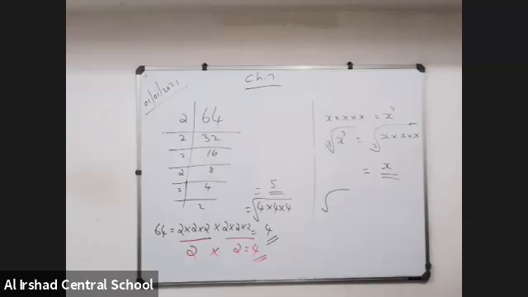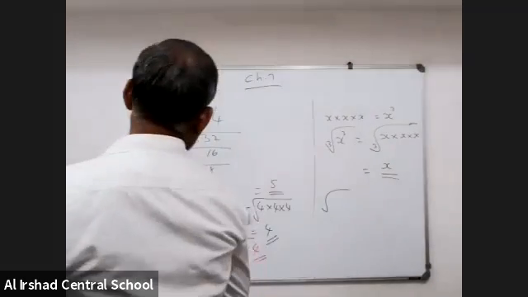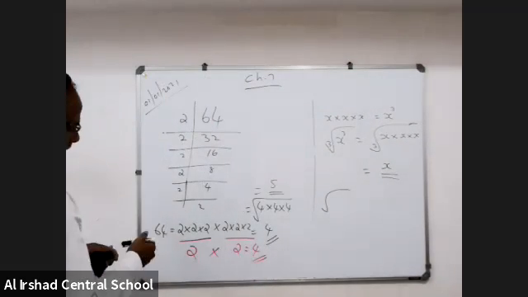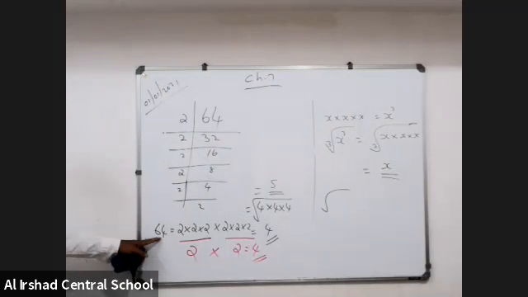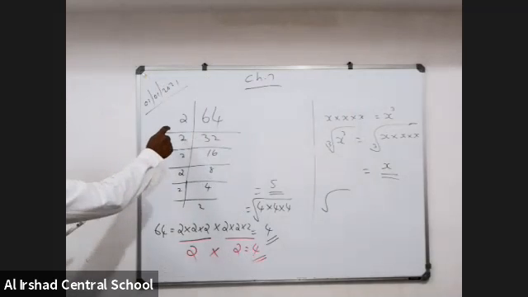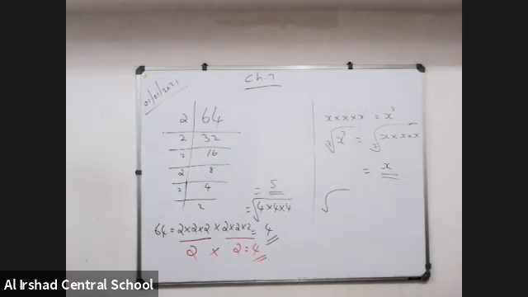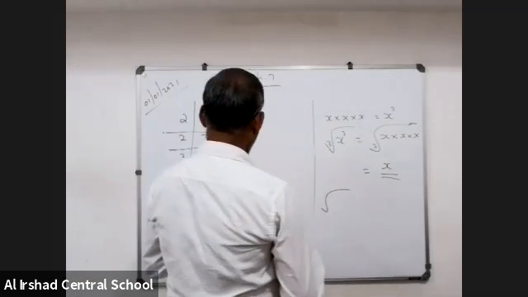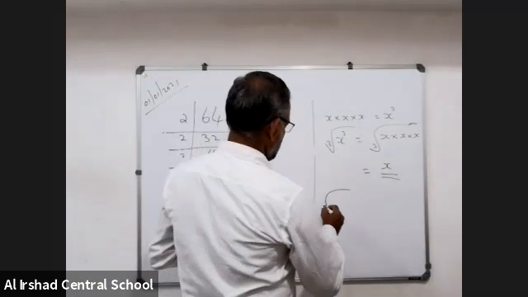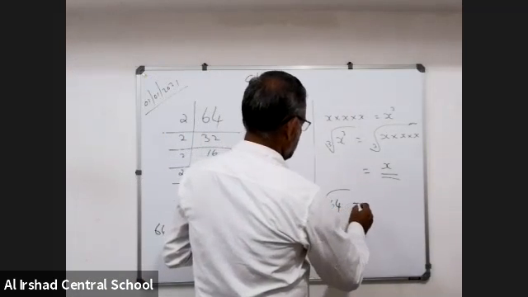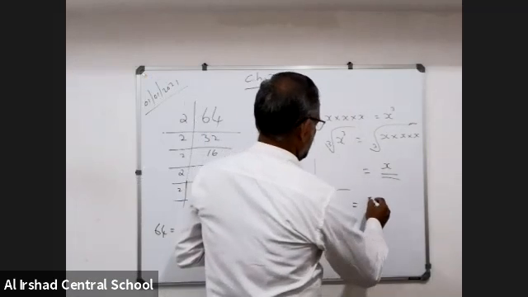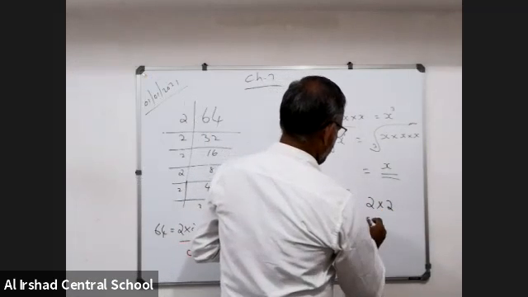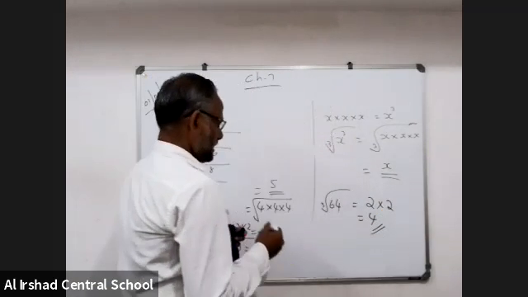Now check 1728. So write the last answer here. Cube root of 64 is equal to, find the cube root. That is the method, the question. Cube root of 64 is equal to, last answer you can write here. After this question, cube root of 64 is equal to 2 into 2, that is 4. This is the answer.